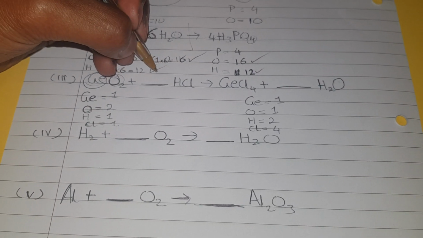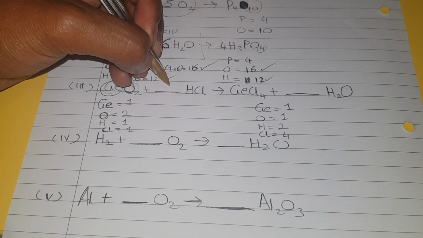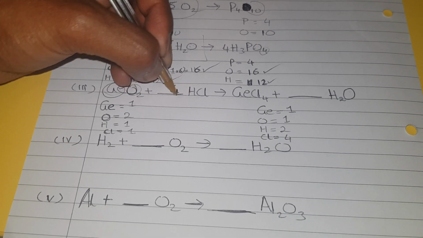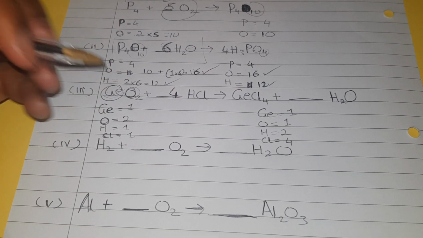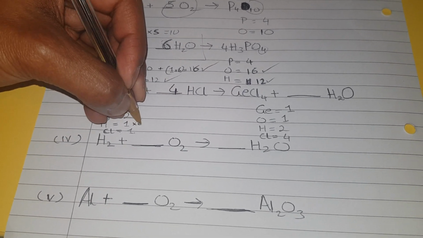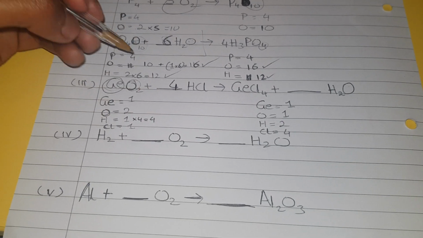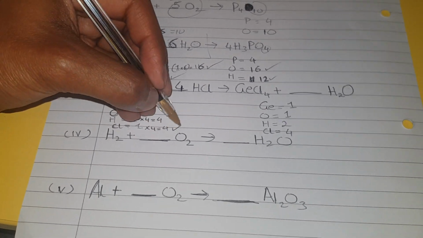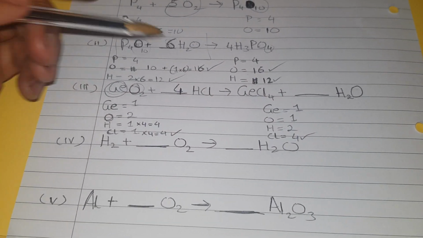So let's just say hypothetically, you put 4 here, right? So you put 4 there. So that means your hydrogen now becomes 4. And your chlorine also, you times it by 4, so that also becomes 4. So chlorine and chlorine are happy now. Let's look on the other side.